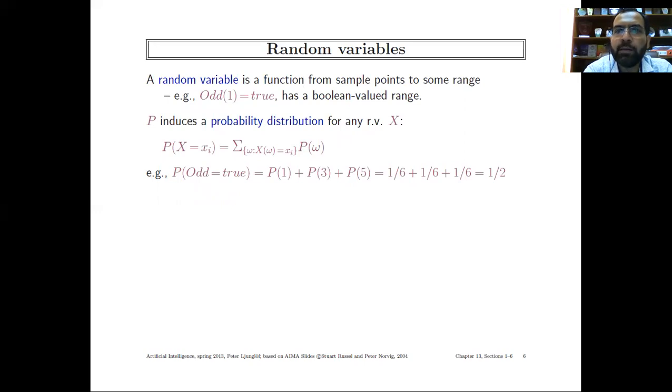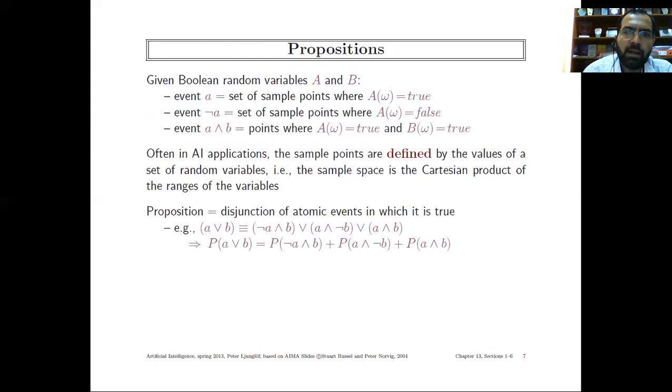So P induces a probability distribution for any random variable X. If you define it in the probability distribution, you can say that P(X = xi) can take various values of X. It is the sum over all w such that X(w) equals xi of P(w). So when you say P(odd = true), there are three possibilities. Either it can be 1, 3, or 5. So that is the probability of 1, the probability of 3, and the probability of 5. If you sum up all these three values, you get 1 upon 2. So there is 0.5 probability that the value takes these odd values.